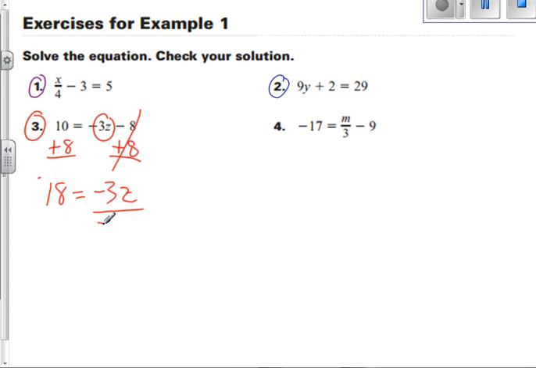Then you're going to divide both sides by negative 3. Yes, the negative 3's will cancel.